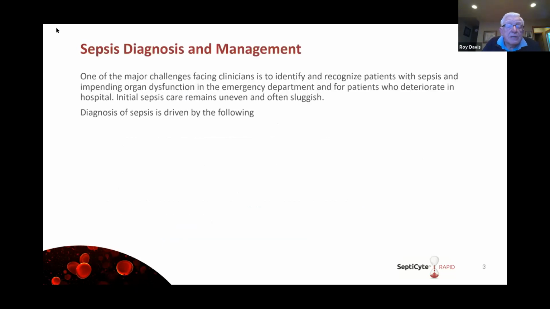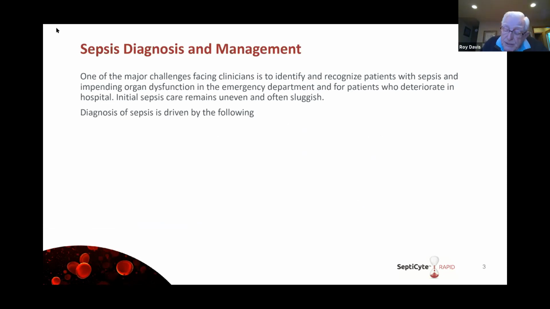Sepsis diagnosis and management. One of the major challenges we face as clinicians is to identify and recognize the patient who has sepsis without obvious organ dysfunction, so that we can apply early and appropriate therapy to that patient before they deteriorate.